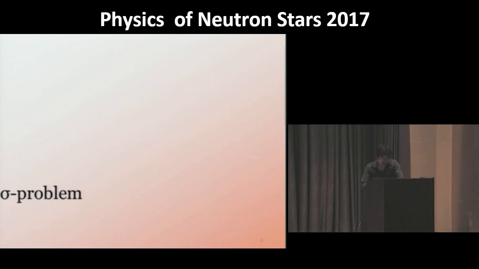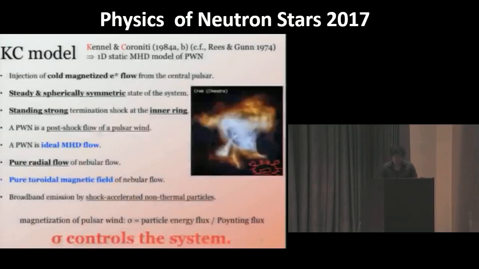So this is just the introduction, and I'm talking about the sigma problem. I review the sigma problem by Kennel and Coroniti, which is essentially already stated in this recent paper. And so, what is the Kennel-Coroniti model?